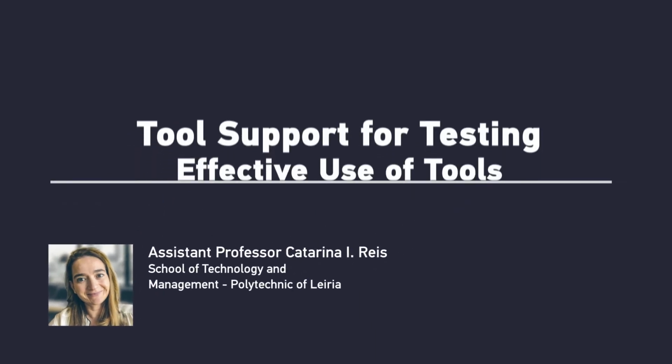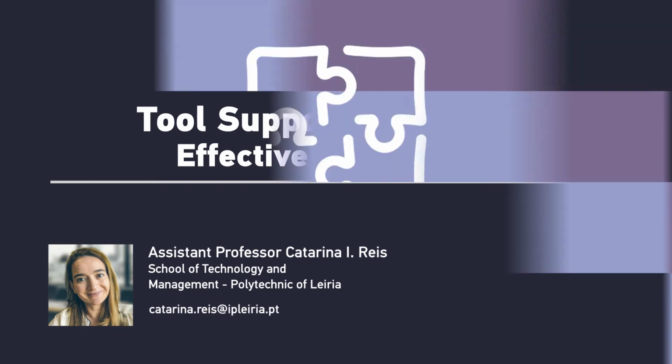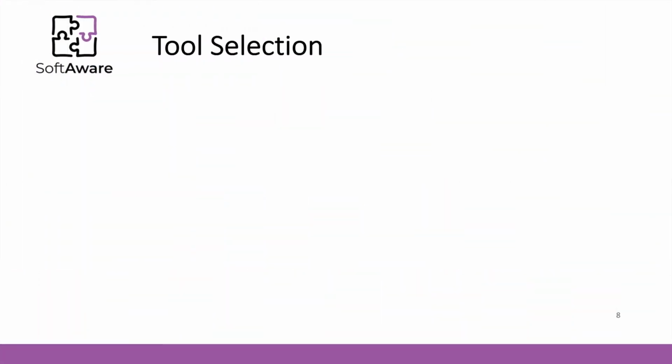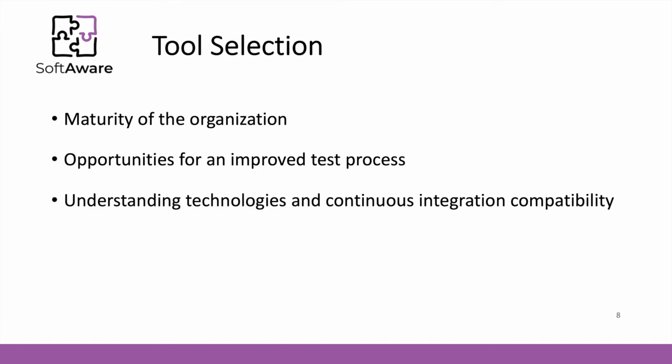Let's look at effective use of tools. The main considerations in selecting a tool for an organization include assessment of the maturity of the own organization, its strengths and weaknesses, identification of opportunities for an improved test process supported by tools, understanding of the technologies and the continuous integration compatibility that are required.